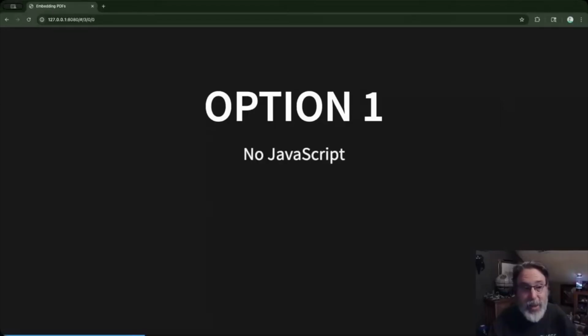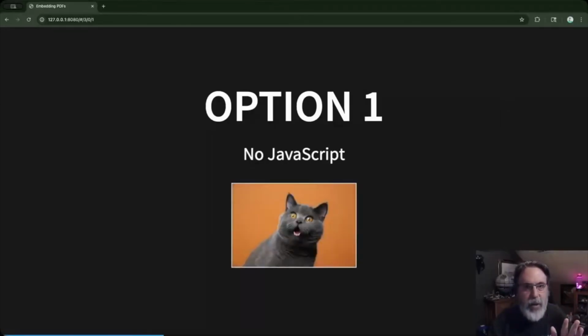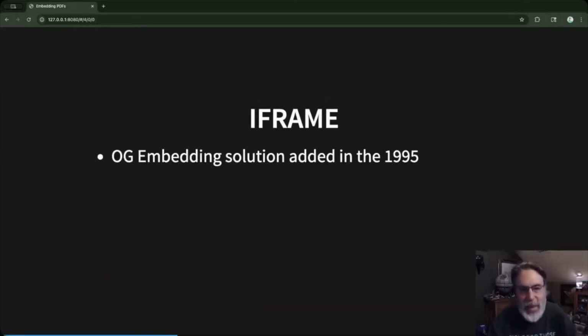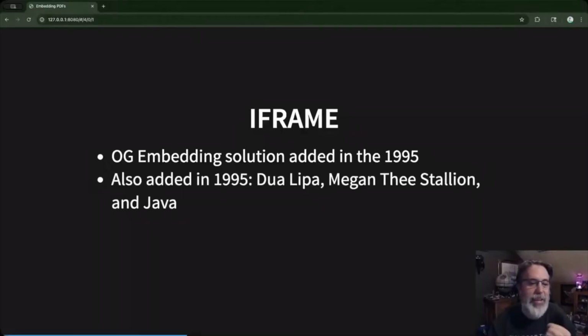Option one, no JavaScript. Now I know what you're saying right now. Like that's wrong, right? You have to use JavaScript. No, you don't, because we're going to use an OG example, an iframe, which was first added way back in 1995, along with Dua Lipa, Megan Thee Stallion, and Java. Two of those things are really cool. One, not quite as much.